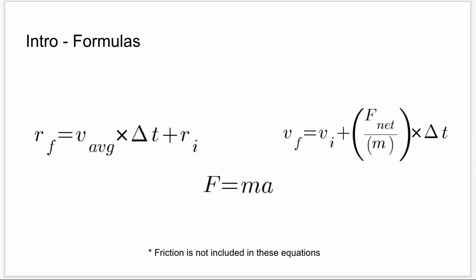Some relevant formulas that I used in this experiment were the following. I used them to calculate the position, final velocity, and to relate force to acceleration. Note that friction is not included in these equations, which is later mentioned as a source of potential error.